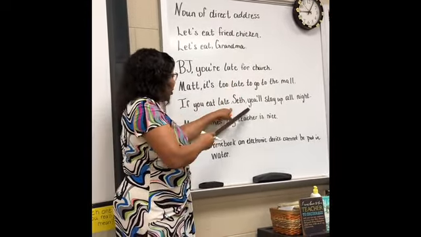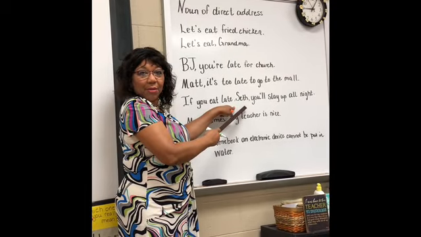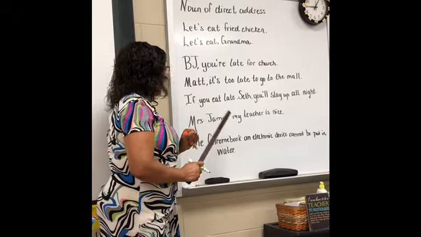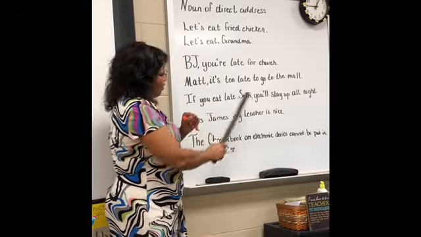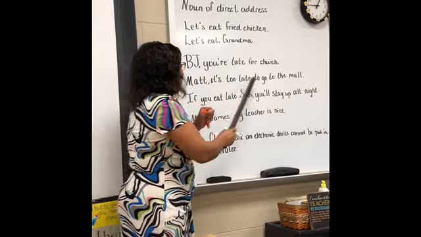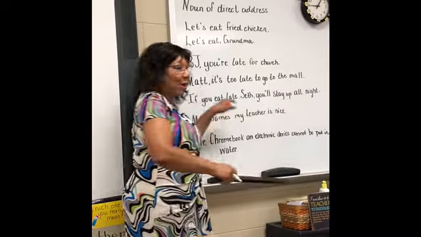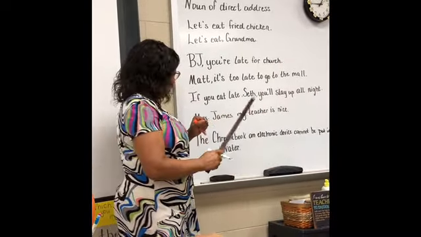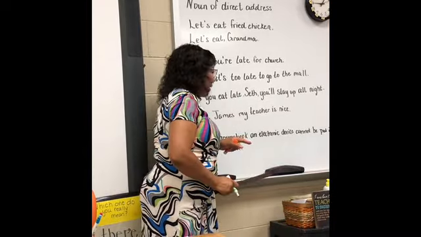If the noun of direct address is in the middle of the sentence, correct? Does that make sense? What if we had the noun of direct address at the end of the sentence? What if I say, it's too late to go to the mall, Matt? If Matt is at the end, where am I going to have the comma? Before Matt. Okay, so now we understand that.